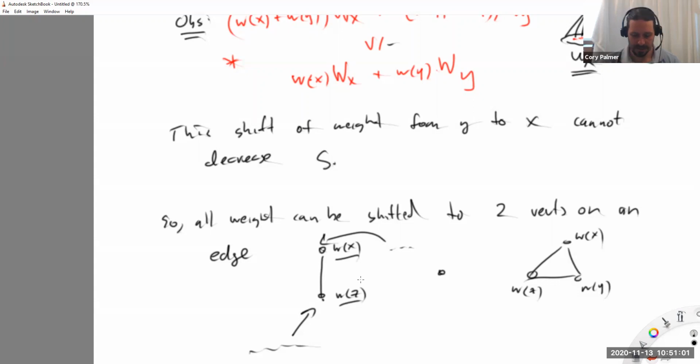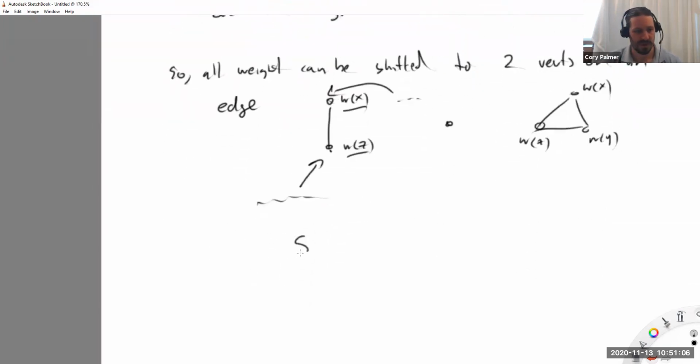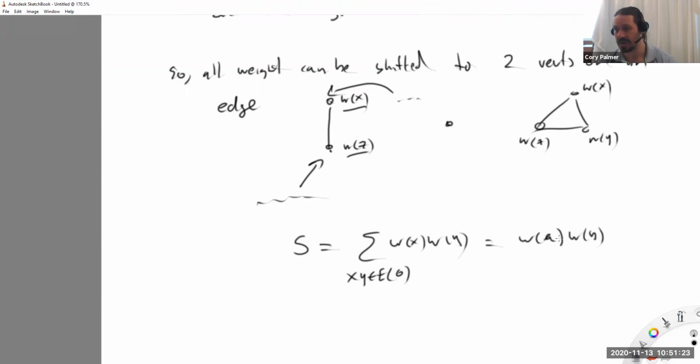Okay? And now we're basically at the end of the proof, because now I've shifted all the weight to 2 vertices. So the function s, this sum here, wx, wy, for x, y an edge, just boils down to wa, wb, for the 2 vertices I shifted down to. Everything else was 0. So I'm just left with these 2 things here. And now, this is the biggest, right? So s is actually bounded above by this after I've done the shifting of all the weight to these 2 things.